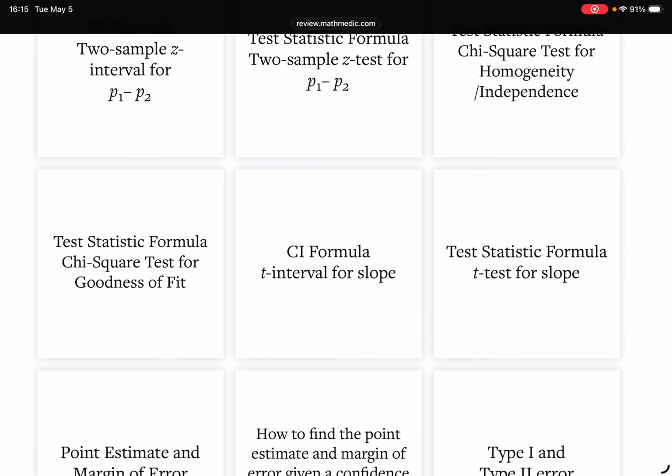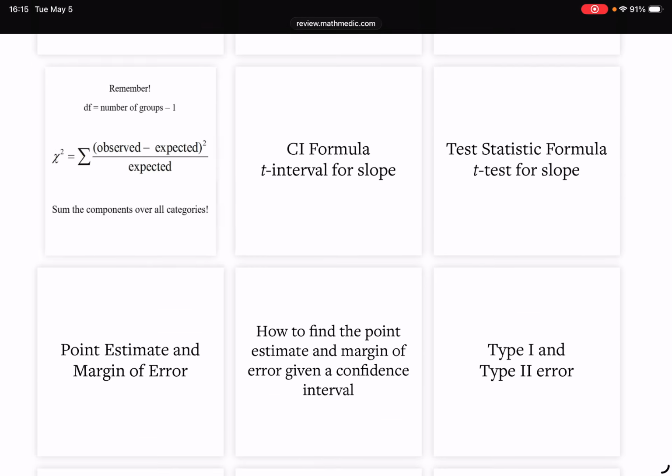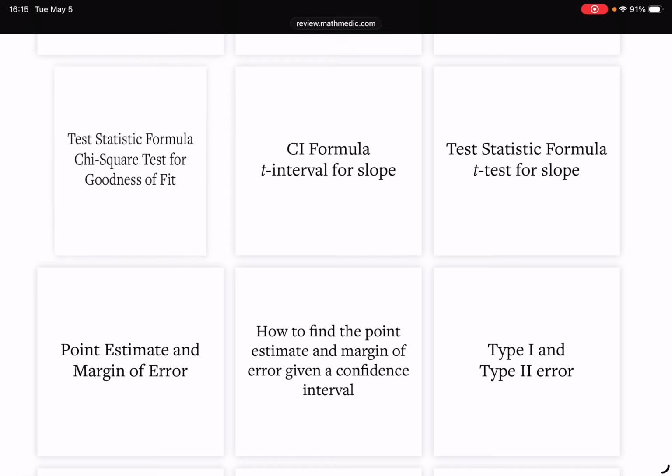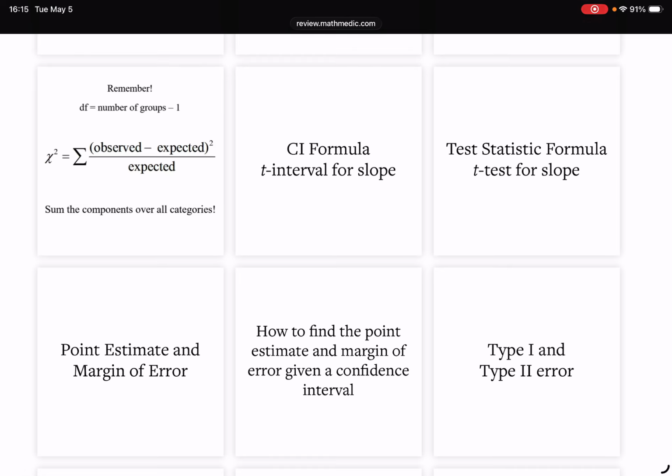Test statistic formula for the chi-squared test for goodness of fit. Same thing, you're going to go to add an inference, and you're going to go to inference for categorical data, and you're going to click on chi-squared goodness of fit test.